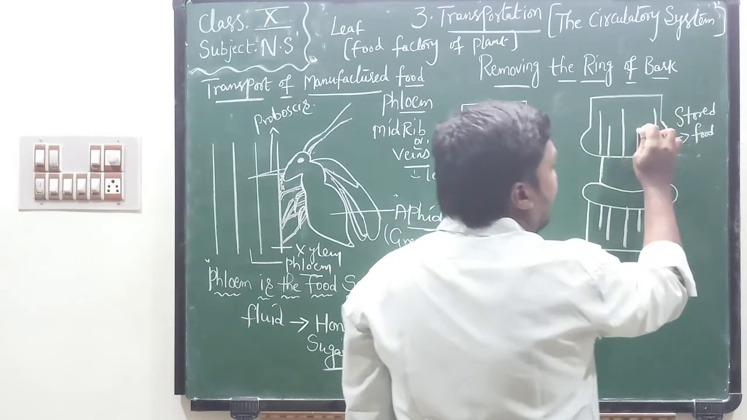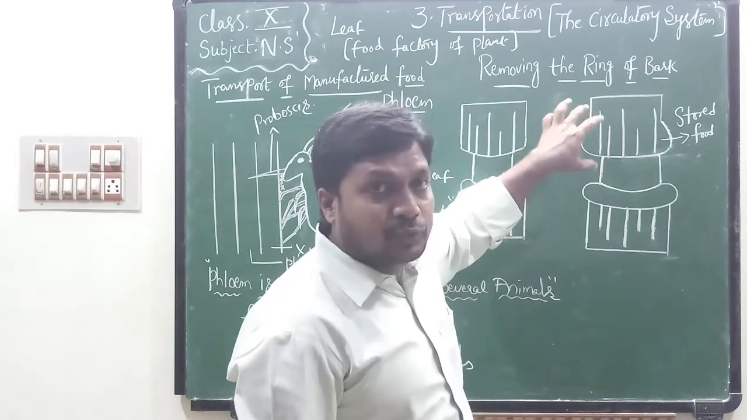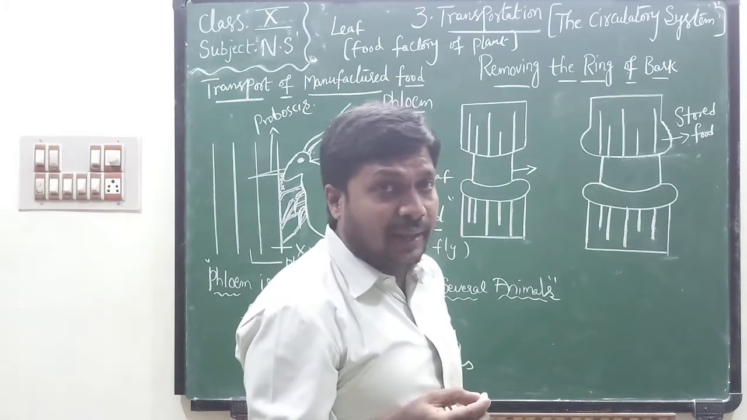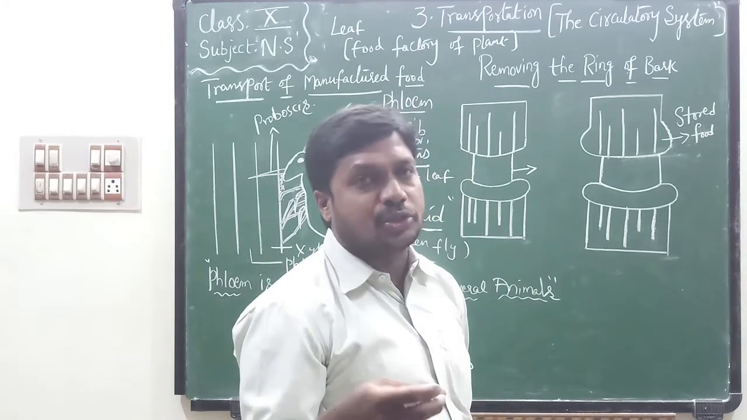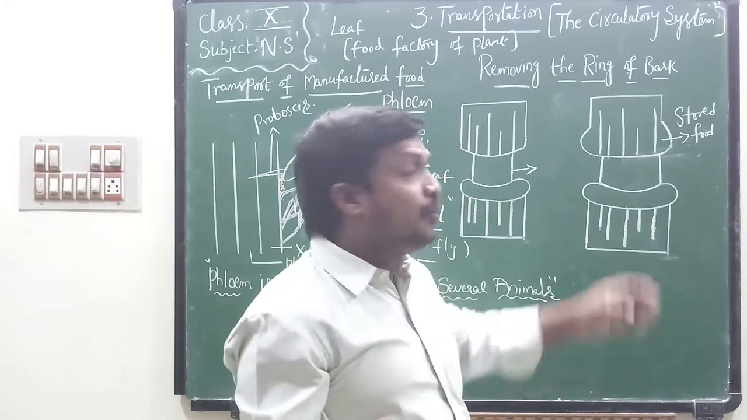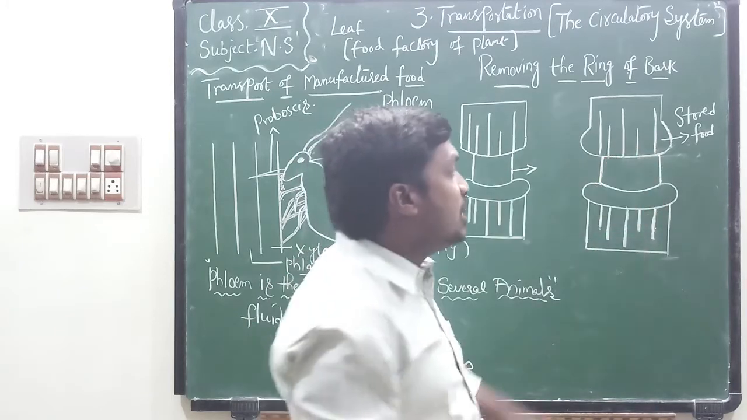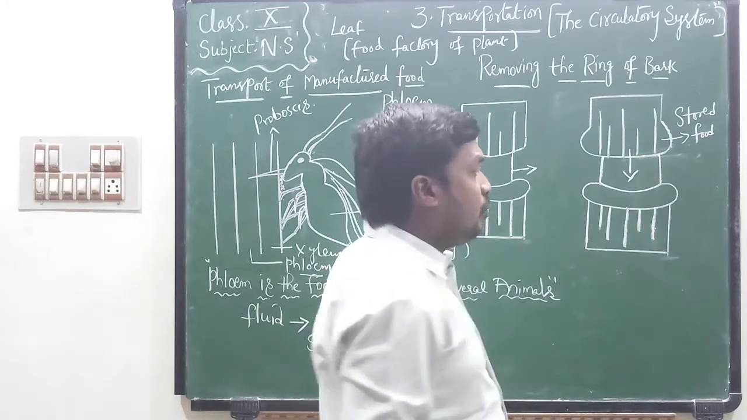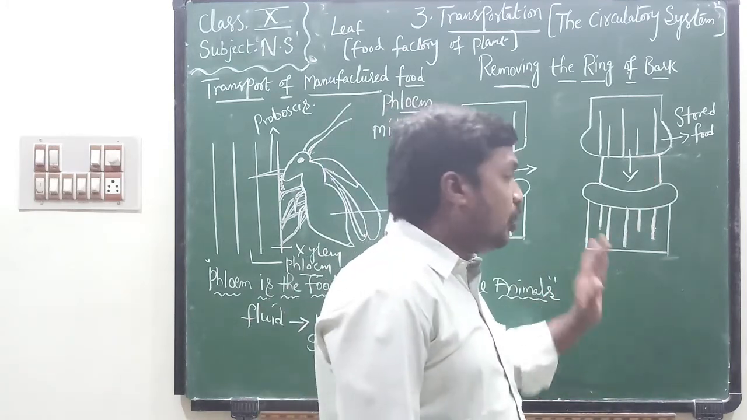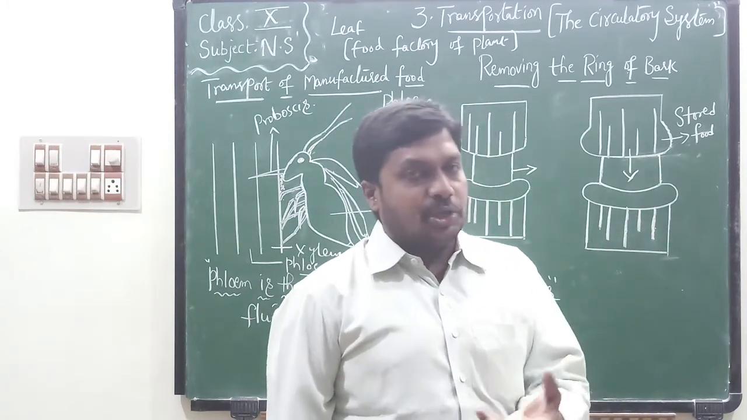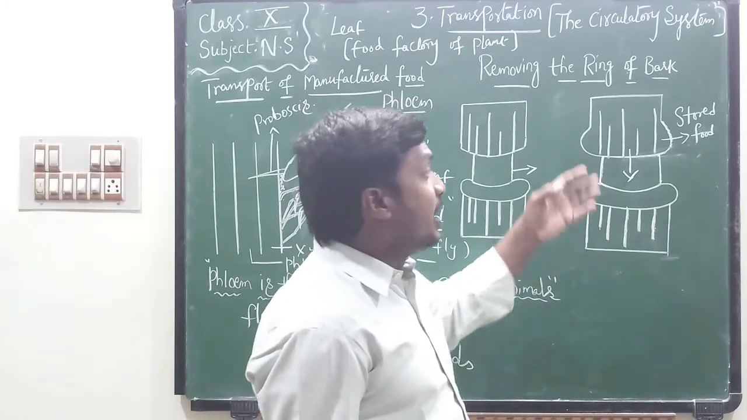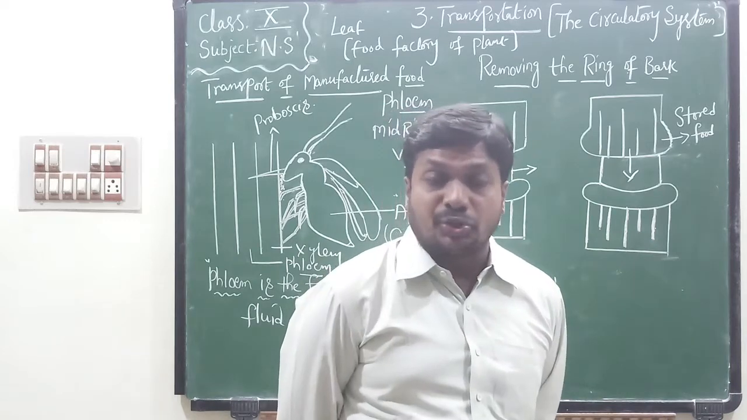Food will be stored in the upper parts, and we can find some swelling here. What is the reason? This swelling is due to the accumulation of food, due to the absence of phloem tissue in the upper part. So food is not transported to the lower part, and water is not transported from the lower to the upper parts. This leads to the death of the plant. This helps us understand the importance of phloem tissue in plants.